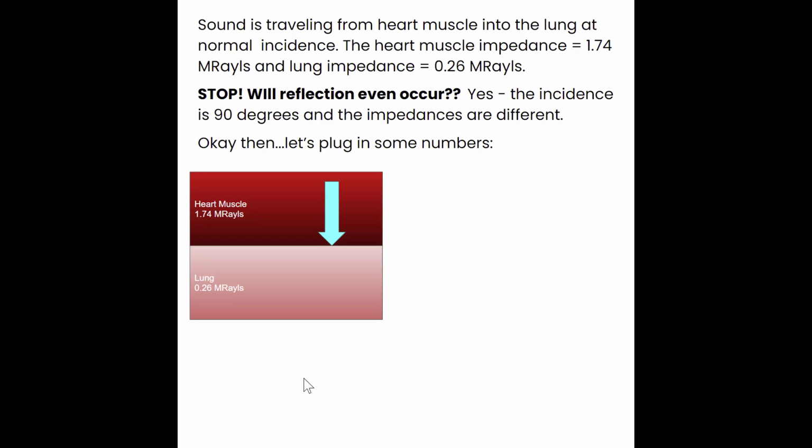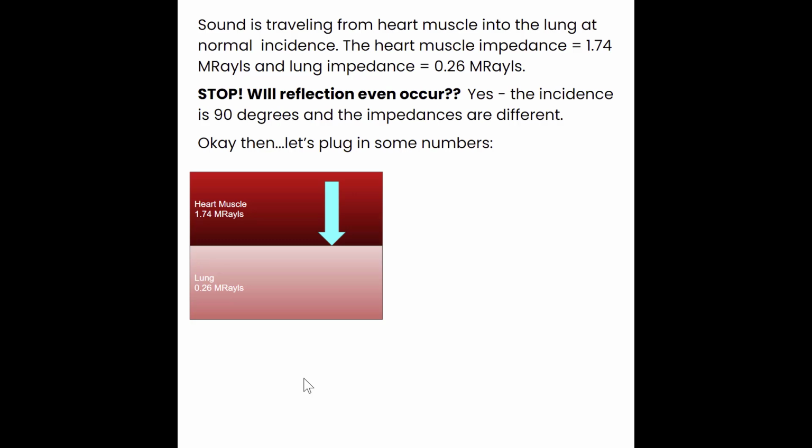So sound is traveling from heart muscle into the lung at normal incidence. And there's another keyword, normal incidence. Remember that you need to know your synonyms. Normal incidence is at a 90-degree angle. Anyway, the heart muscle impedance is 1.74 megarails, and the lung impedance is 0.26 megarails. So let's stop again. Will reflection even occur? And the answer again is yes. We've got 90-degree incidence and the impedances are different.